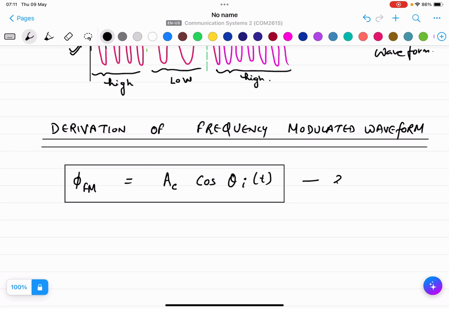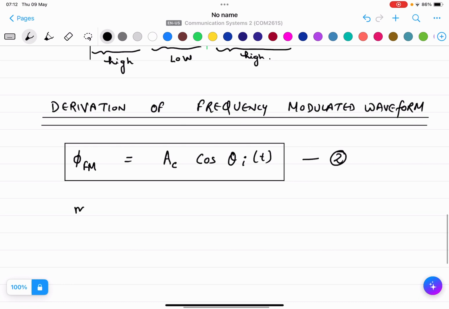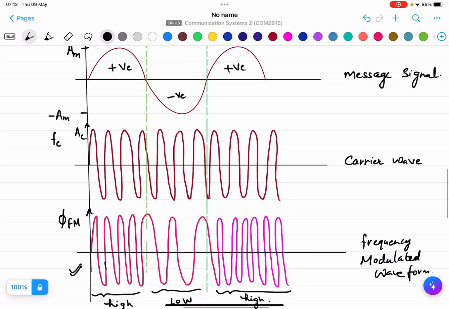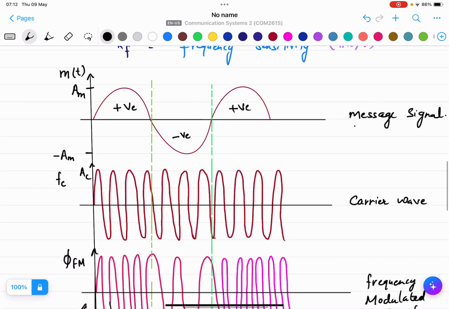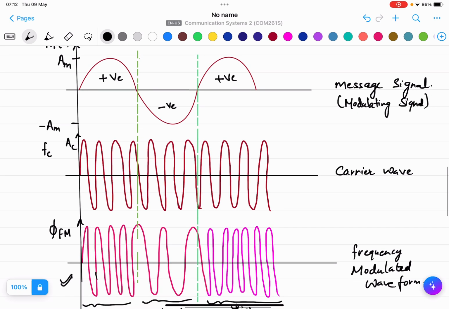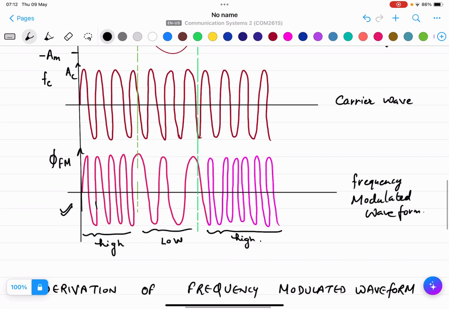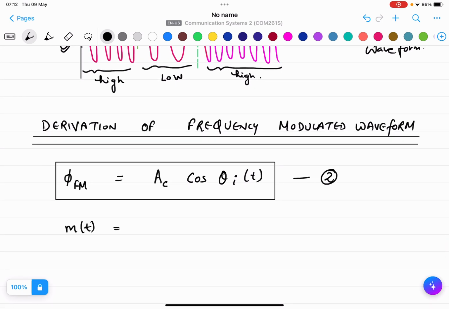So let us say this is equation number 2. Okay, and we all know what is the equation of the message signal, because the message signal is just the message signal, or we can say it is also known as the modulating signal. This is the carrier wave and this is the modulated signal. Okay, so message signal, because it is a normal sinusoidal waveform, so I can write Am cos 2 pi fm t.